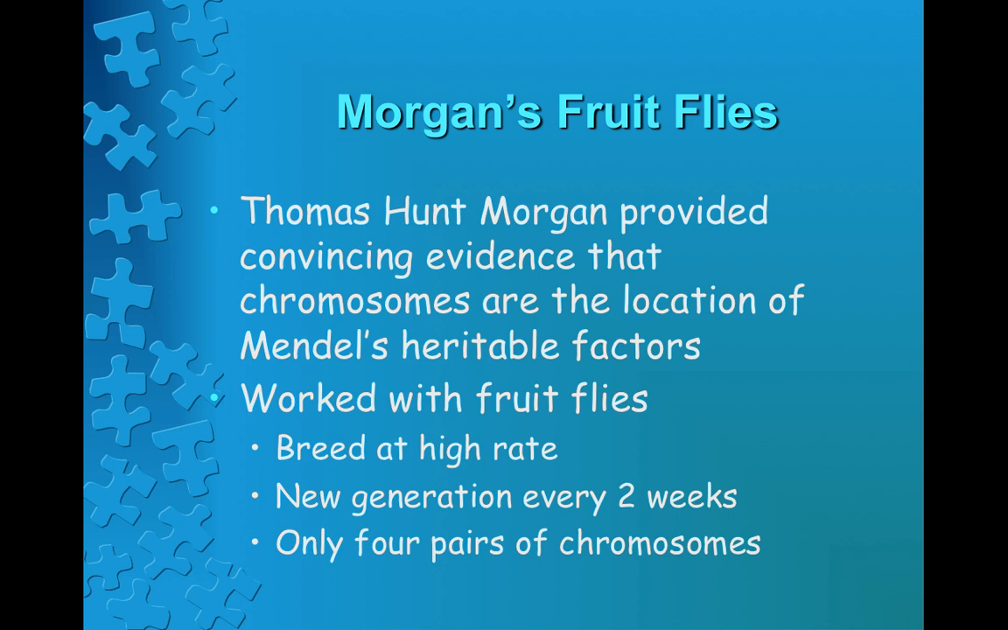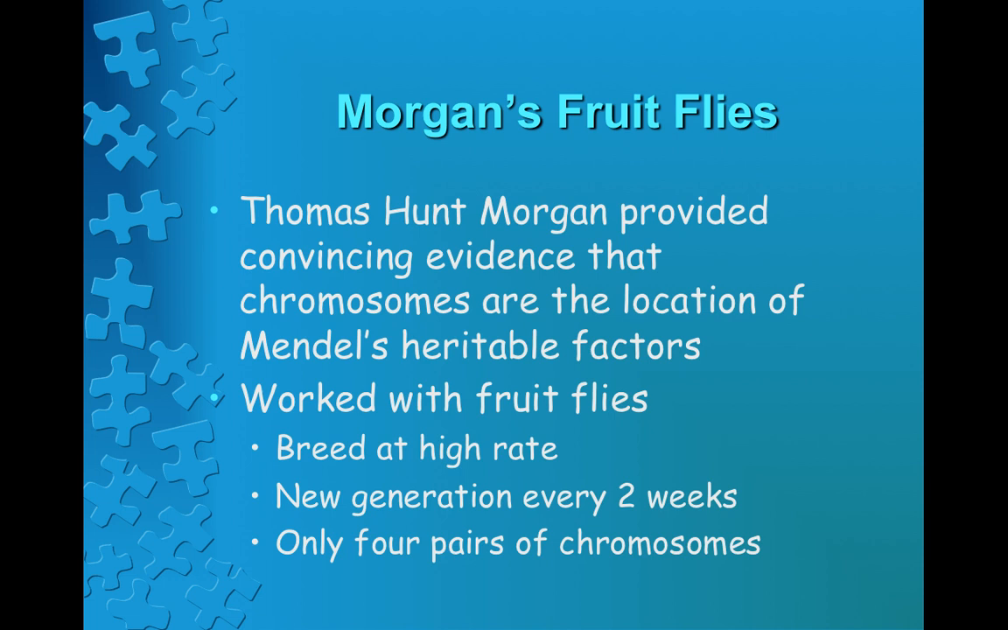We are going to continue our discussion on chromosomes and location of genes by talking today about Thomas Hunt Morgan and his fruit fly experiments. Morgan is really given the credit for discovering the location, giving us evidence for what Mendel was saying about these heritable factors and the fact that these genes, these alleles, have to be located on specific places on the chromosome.